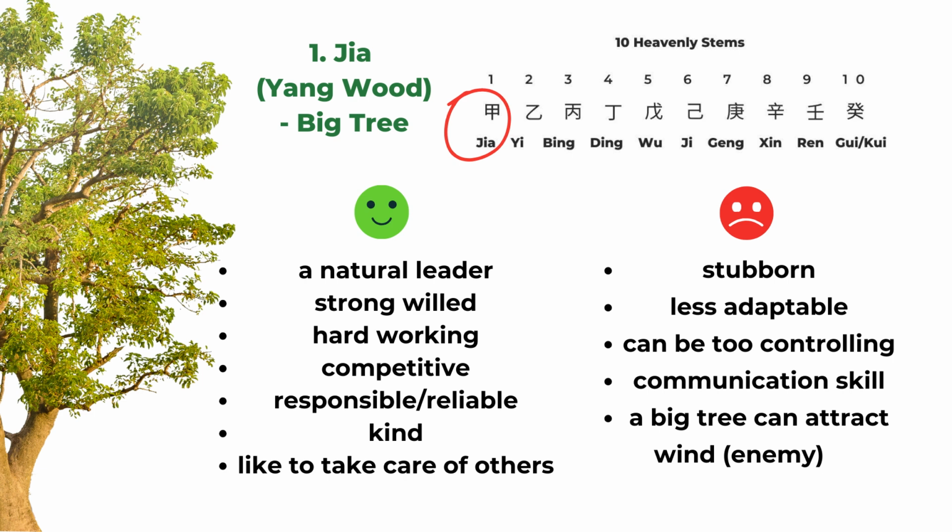And we have a saying about the big tree. When the tree is too big, it attracts big wind. That means it can attract enemies. People can be jealous. So that's also a negative about the big tree. So basically, the personalities will match the image of the big tree. You grow very tall, you are strong, and provide shade for other people. But on the other hand, you are less adaptable, and it's harder for you to communicate with other people. So that's the Jia heavenly stem as the day master.